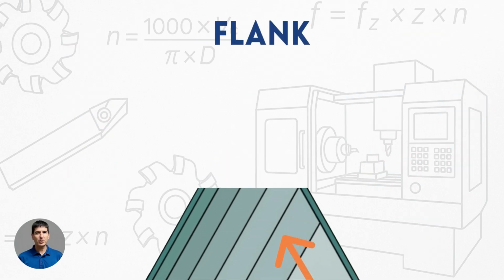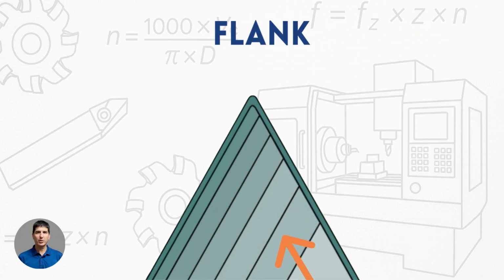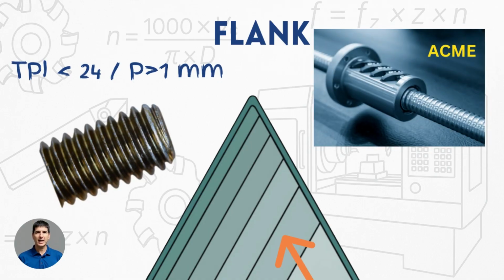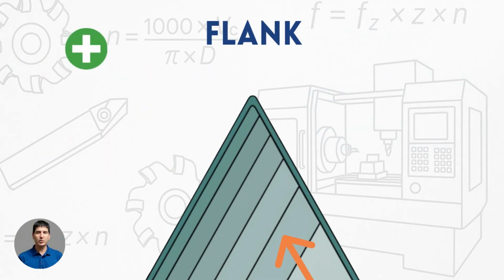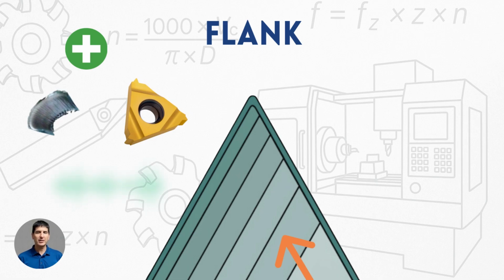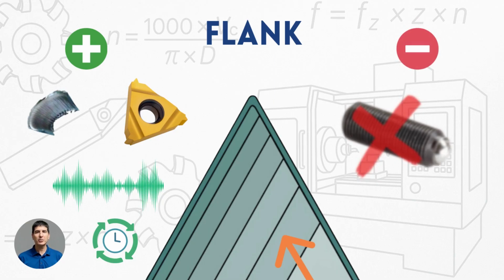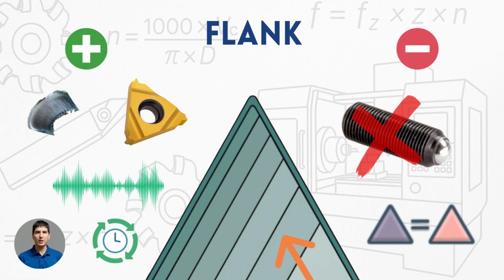Flank feed is a good all-around infeed method that's available on all controllers. It's particularly useful for coarse pitches, above 24 TPI, or 1 mm, and for trapezoidal profiles like Acme. The advantages include better chip flow, the ability to use inserts with chip breakers, lower chance of vibrations, and higher depth of cuts per pass, which improves cycle time. The main disadvantages are that it's not suitable for fine pitches below 24 TPI, and it causes asymmetric wear on the cutting tool.